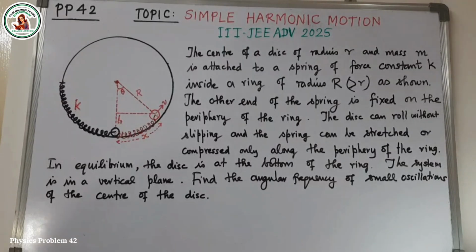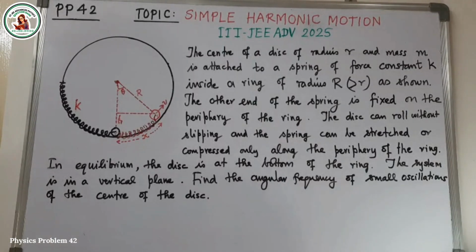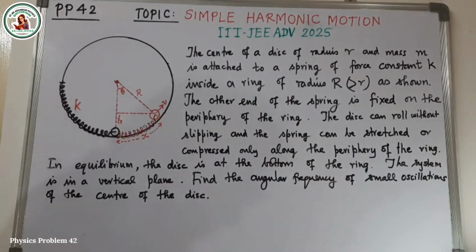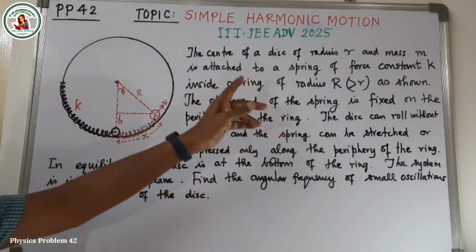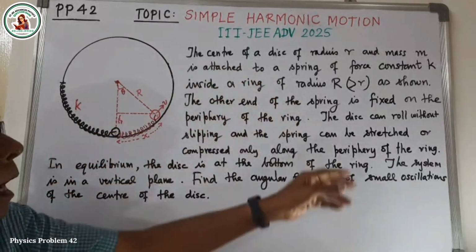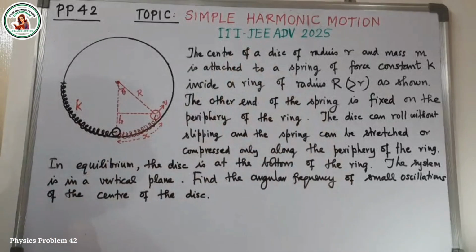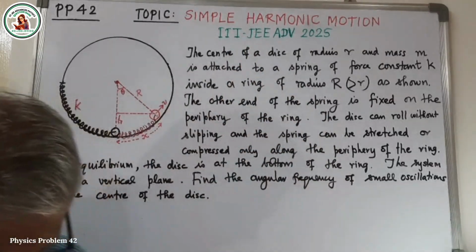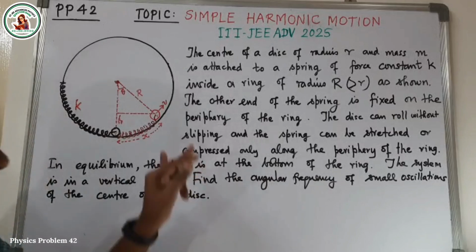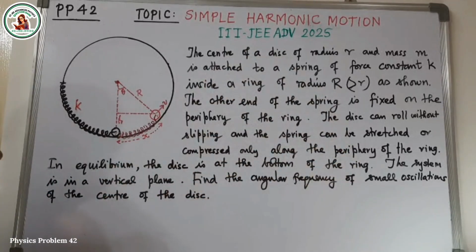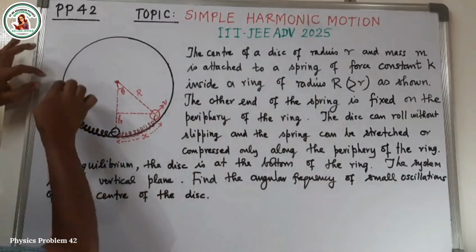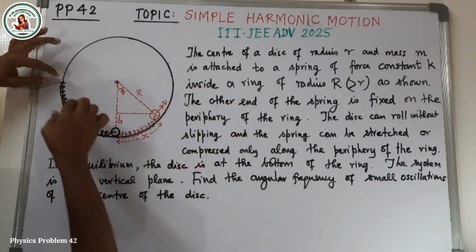Today we are discussing problem number 42, which is this recent Advanced paper question on simple harmonic motion. The statement of the question you can see on the board. I will briefly describe what is given.